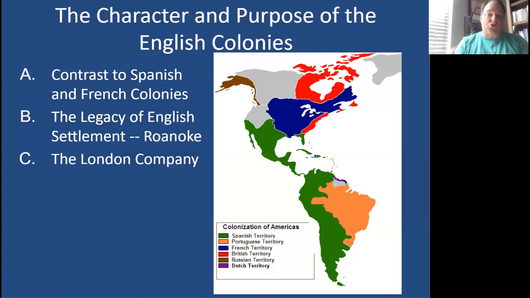It's not all just New Spain or New France. The colonies of England, there's great variety in the way that they are governed. So, the second point here, the legacy of English settlement, the legacy was not good.